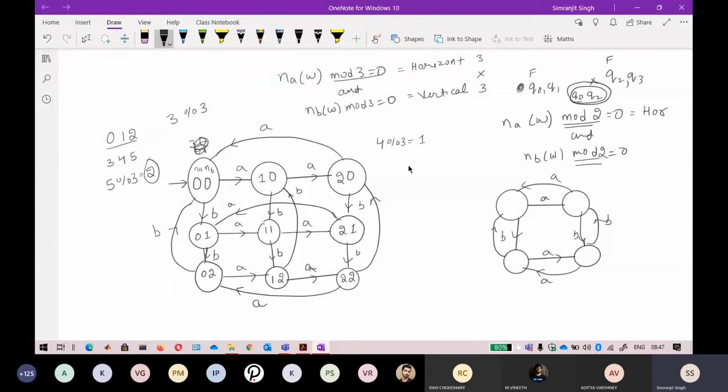Now, if you remember, I have told you that if the question is individually given like, number of A mod 3 is equal to 0, I know that the zeroth state is the final state.